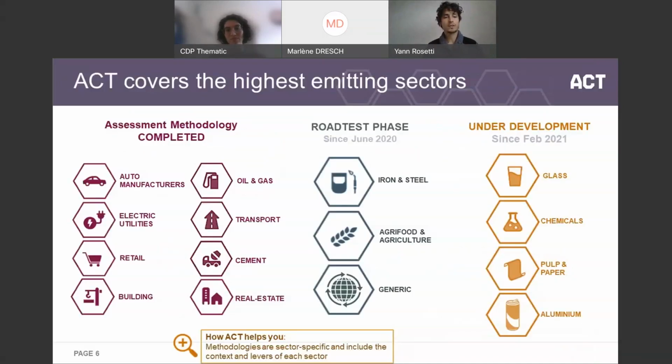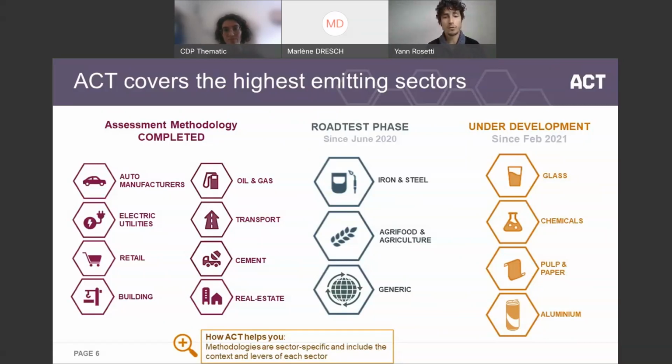Here is a presentation of all the sectors that are covered or will be covered by ACT. There was a work to identify the highest emitting sectors at the beginning. And then every sector is covered thanks to a proper methodology. So we already cover 8 sectors that you can see on the left: auto manufacturers, electric utilities, retail, and so on. These methods are already available for users on the ACT website.